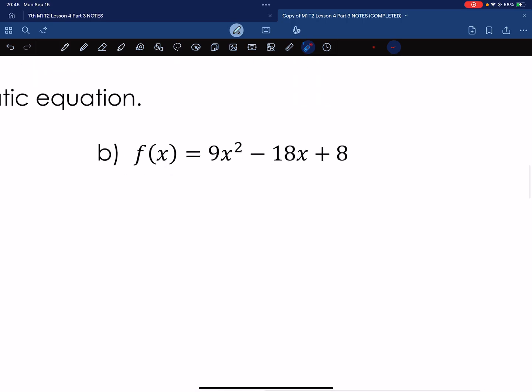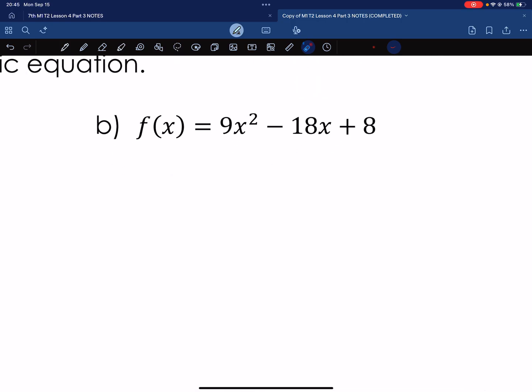Okay, now looking at letter B, let's go ahead and set our function equal to 0. And then we look to see, is there a greatest common factor? Is there a number that goes into 9, -18, and 8 evenly? And the answer is no. So that means for this particular problem, we are going to need to use the slide and divide method.